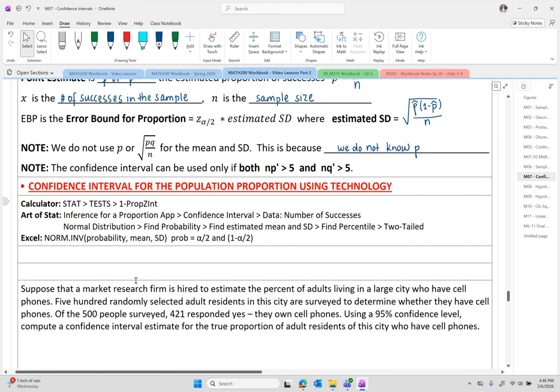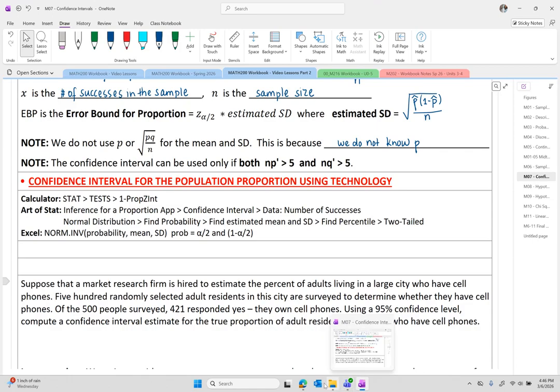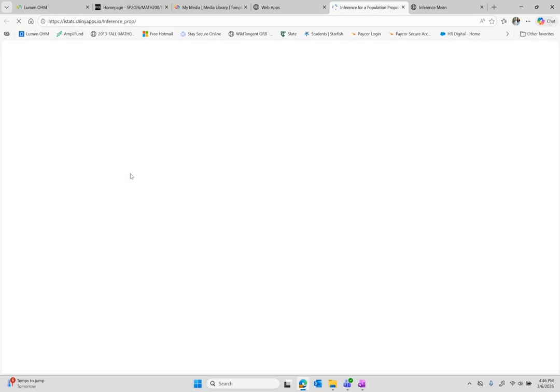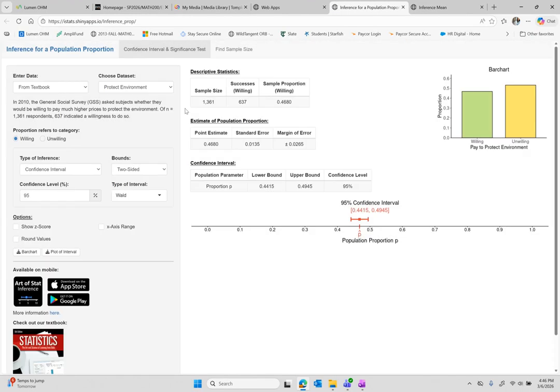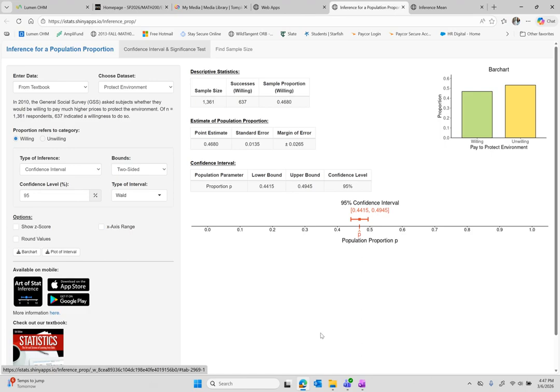If you are using technology, the calculator has a function called 1-PropZInt. In Art of Stat, we will use the app Inference for a Proportion. So here in the apps we will go to the one on the left, the top left, under confidence intervals and significance tests, and we will use this app called Inference for a Proportion. That will allow us to calculate a confidence interval, do a significance test in the next chapter, or find the sample size, the same that we did for the mean.